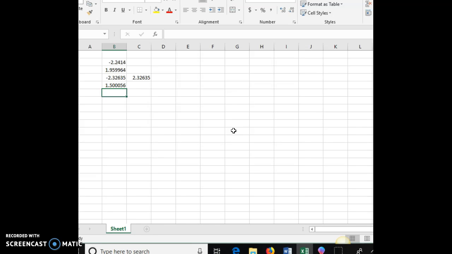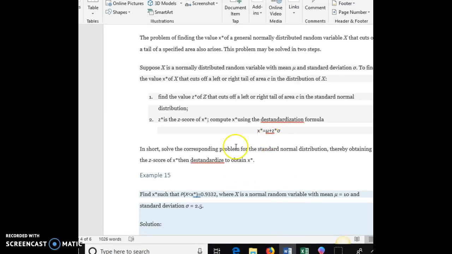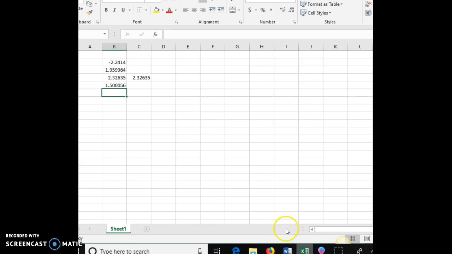All right, so now let's use our z de-standardization formula. So x star is going to be equal to, and let's notice in the formula, we want the mean, which for us is 10, plus the z star value we just got times 2.5. So we want 10 plus, oops, sorry, looking at the wrong one, 1.50056 times our standard deviation of 2.5. And that gives us a final value of 13.75014. That is the x star that we're looking for.